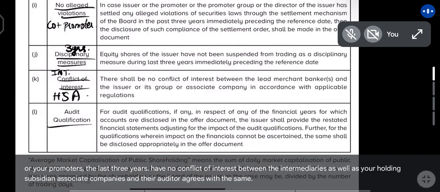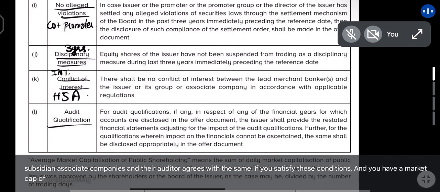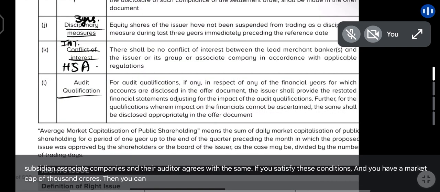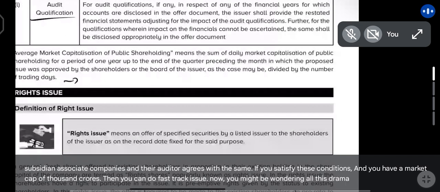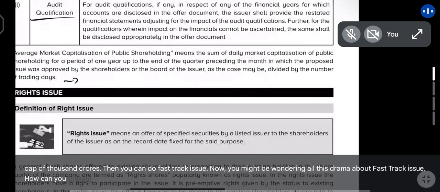If you satisfy these conditions and you have a market cap of 1,000 crores, then you can do a fast track issue. Now you might be wondering, all this drama about fast track issue, how can you do it faster? That they didn't mention in the chapter itself.